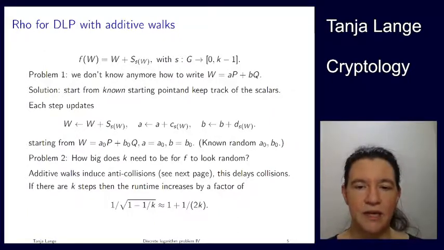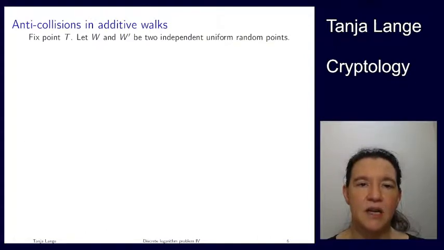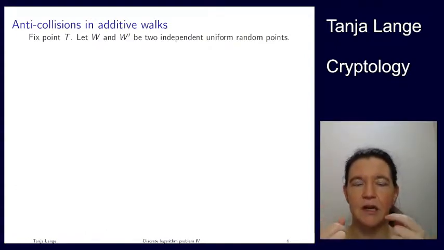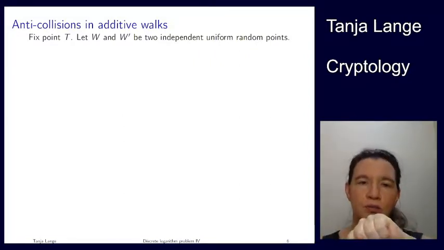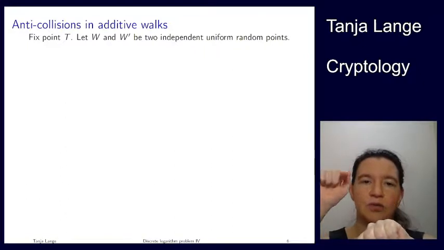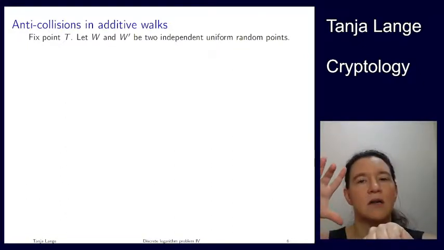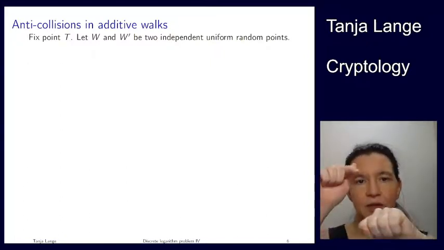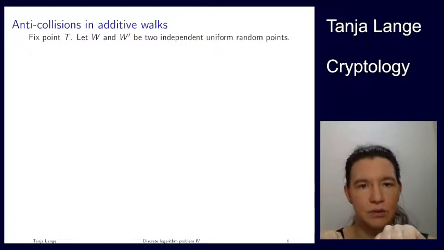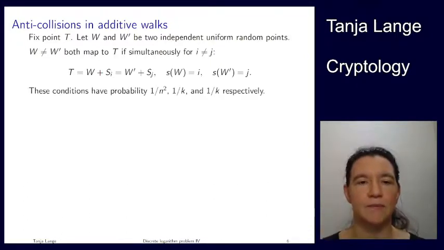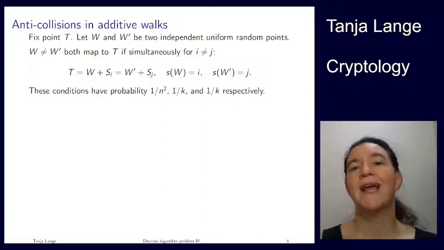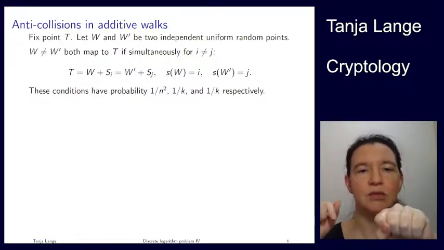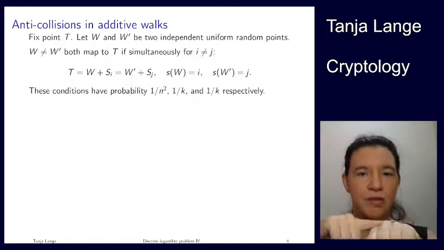Okay, so let's see what these anti-collisions are, and let me set up the scene here. Here we have a point which we hope to be our collision point, and we're coming in with two different walks, from two different places. Remember, on the game board, assuming that those two have an arrow pointing there, we're expecting a new collision. So we're expecting that W and W prime are random other points, somewhere, and we hope to collide at T. Now, if they both happen to map to T in the same step, because it must be in the same step, else we won't detect it, so from W we get to T with Si and from W prime we get to T with Sj.